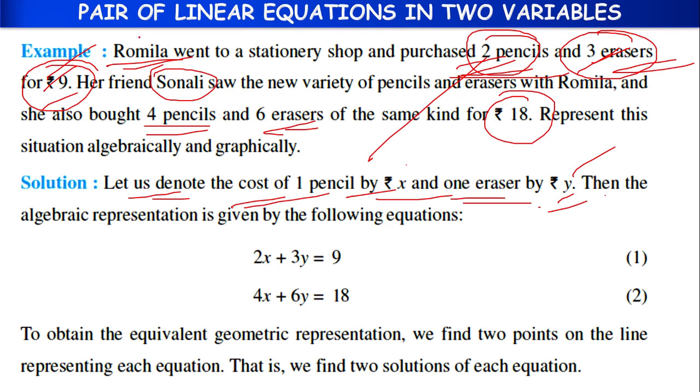Then the above situation can be represented as follows. Romila bought two pencils, which means 2 into X, each pencil priced X rupees, and 3 erasers, 3 into Y, each eraser priced Y rupees. The total price is 9 rupees. This is the first situation.